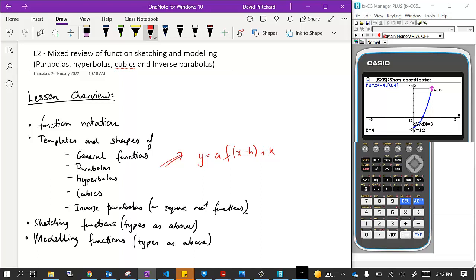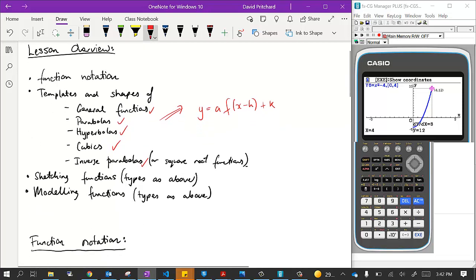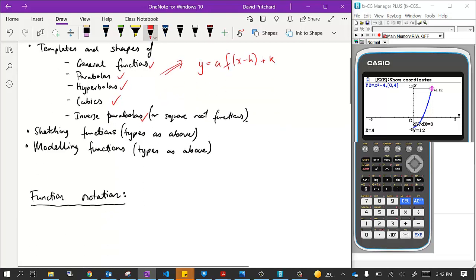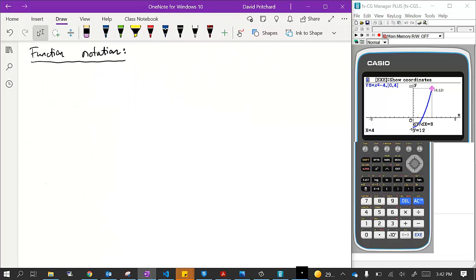So far, we've looked at general functions, parabolas, hyperbolas, cubics, and inverse parabolas. So you should at least have an idea of those shapes and how it applies. So we'll reintroduce those, remind you of what they look like. We'll look at sketching functions, and then we'll look at modeling, so working back from a graph. Okay, we'll start by quickly going through function notation.